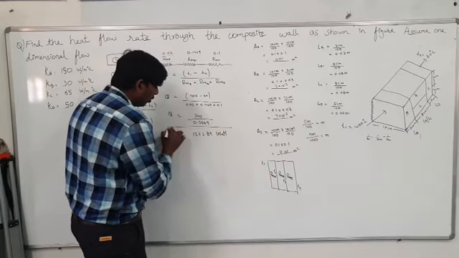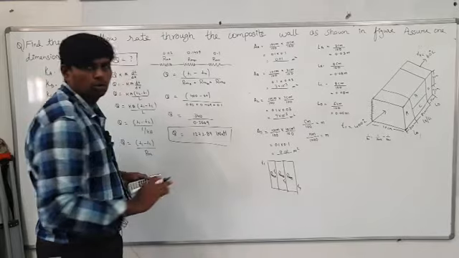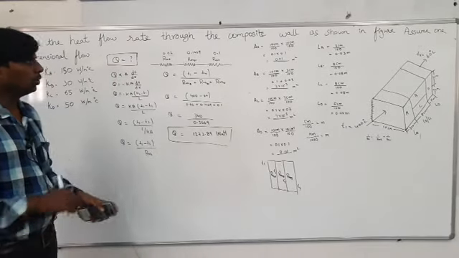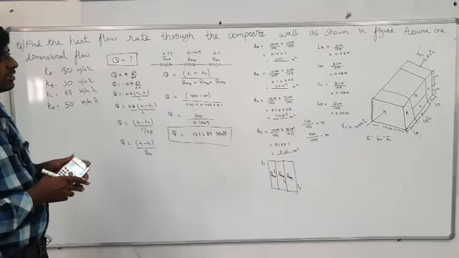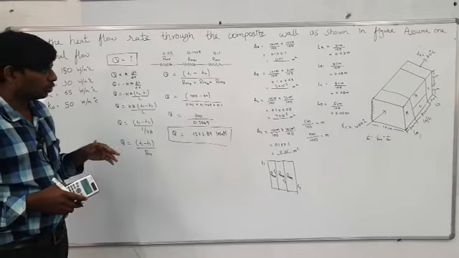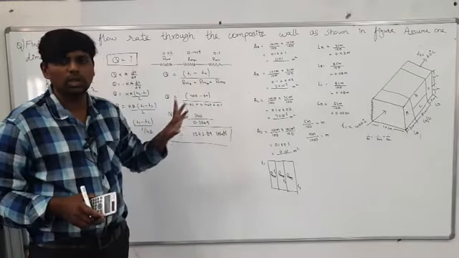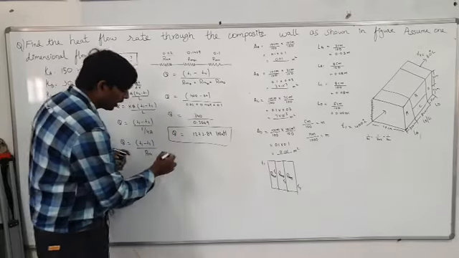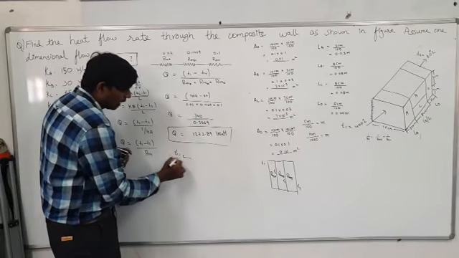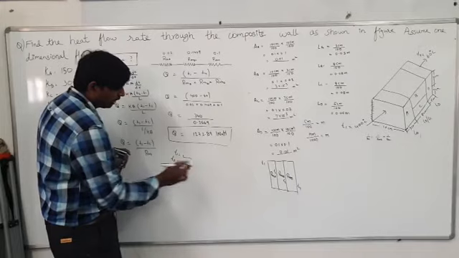Here you got the value of Q. Like this you have to find out the value. He is asking for Q only. If he is asking to find out the intermediate temperatures also, with the help of these formulas you can find out the value of T2 as well as T3.